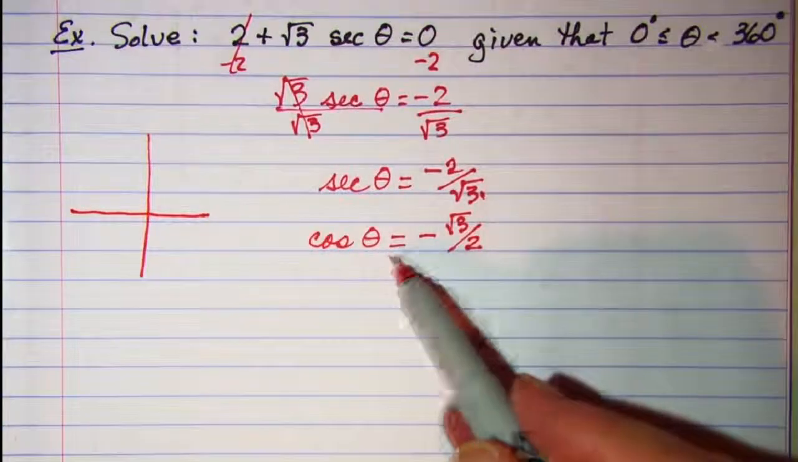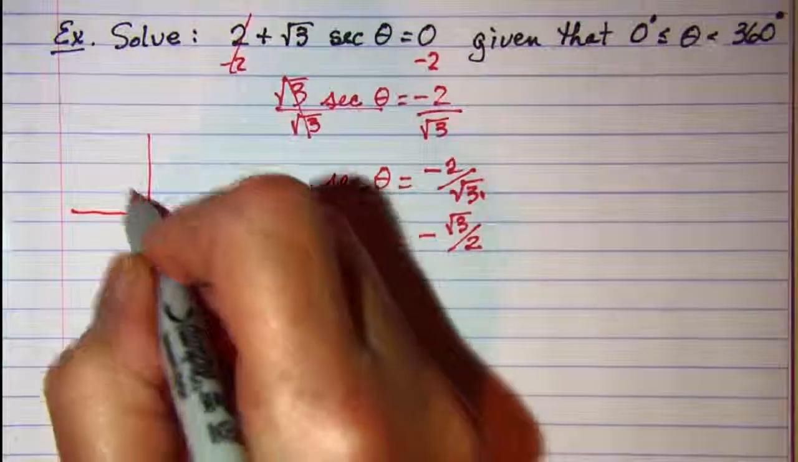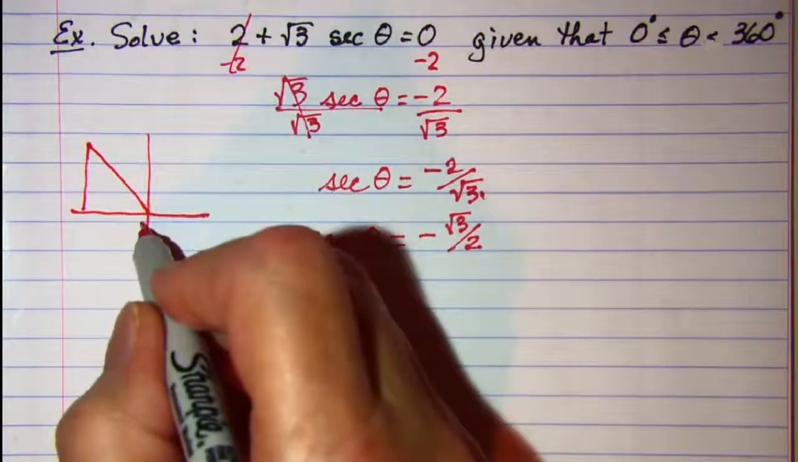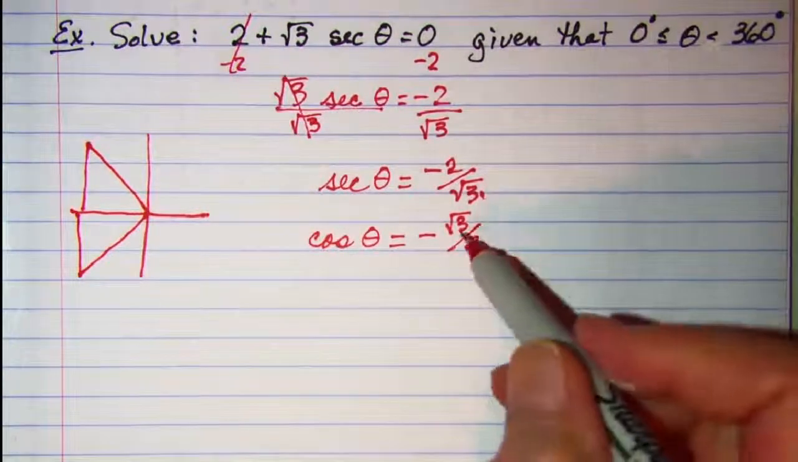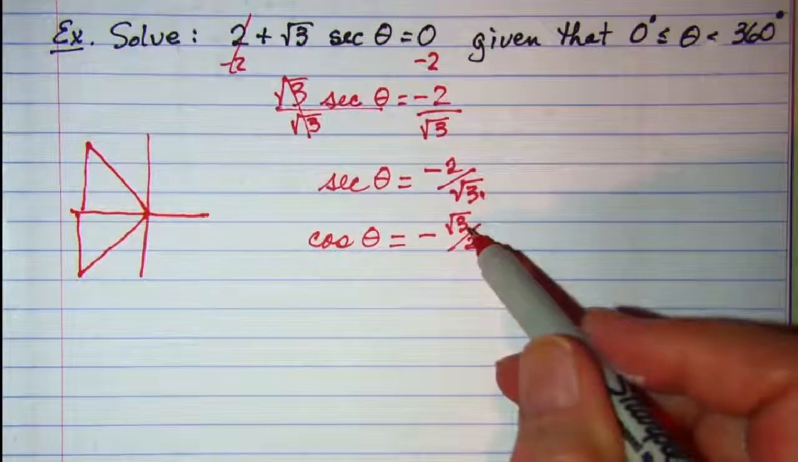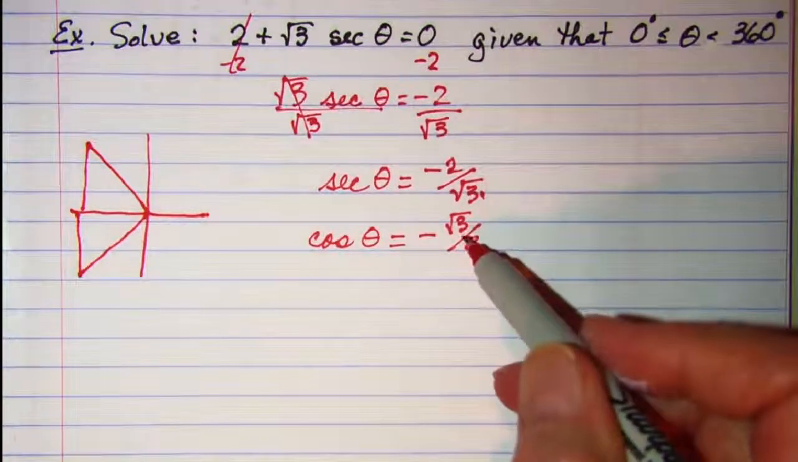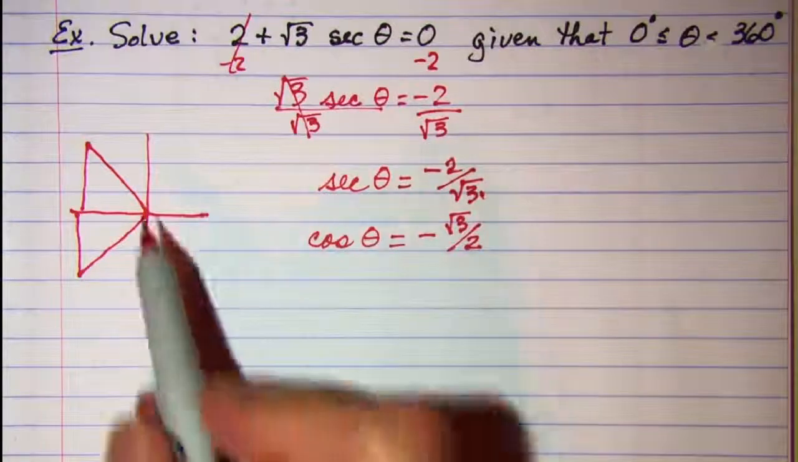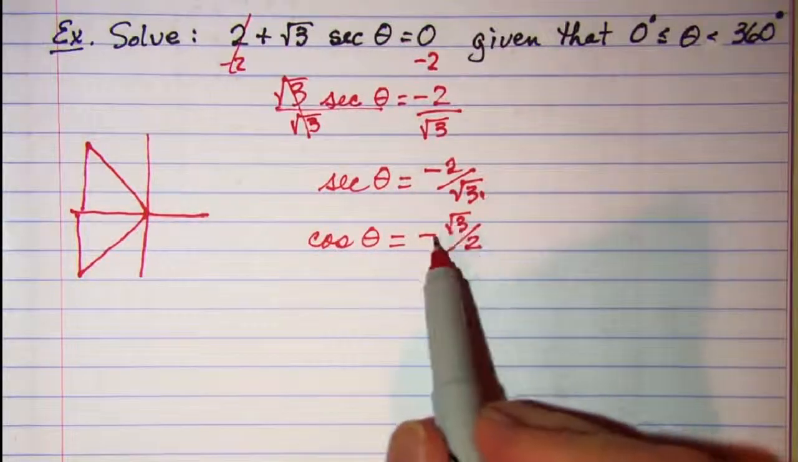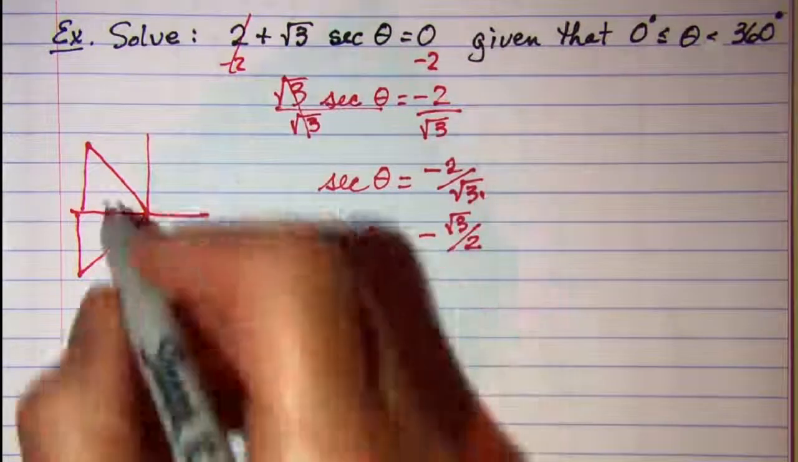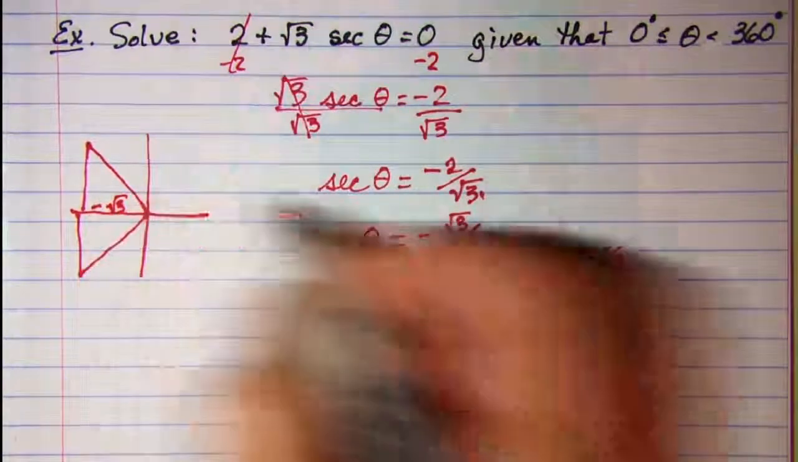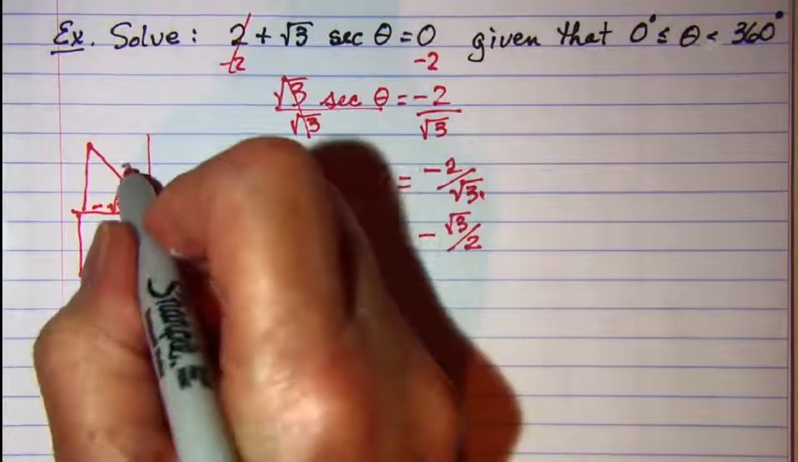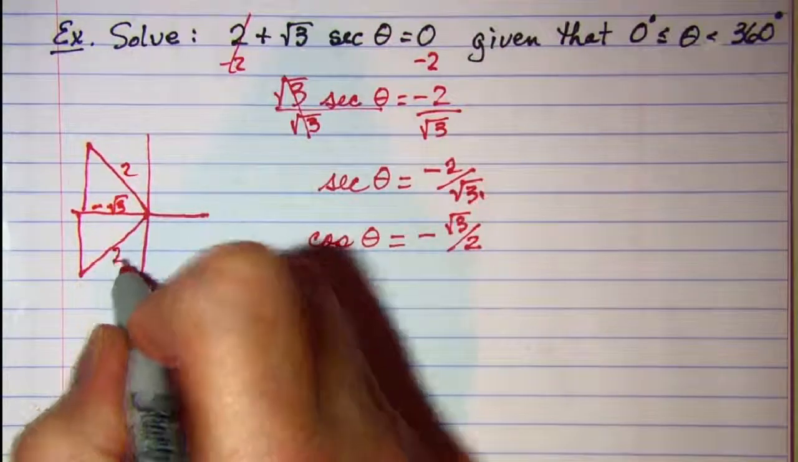I know that cosine is negative in quadrant 2 and 3, and cosine is defined as adjacent over hypotenuse. So my adjacent side is going to be a negative square root of 3, and my hypotenuse is 2 on both.